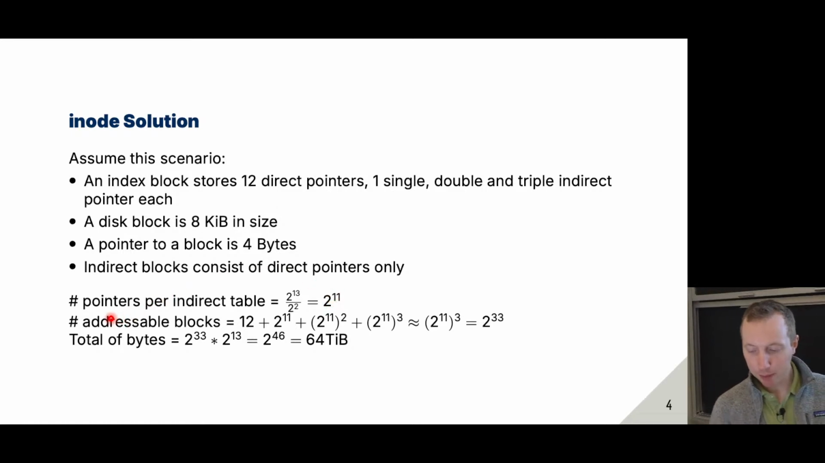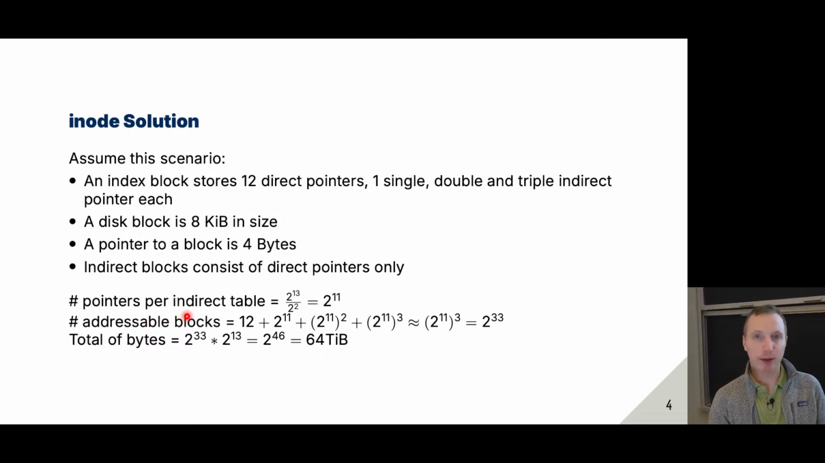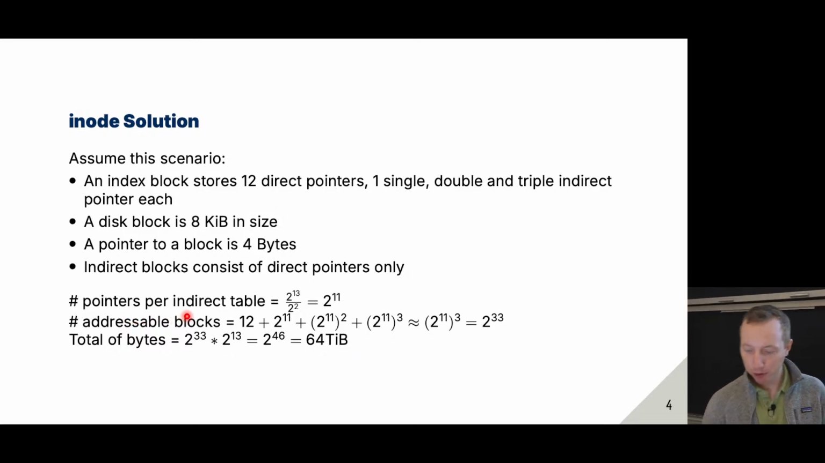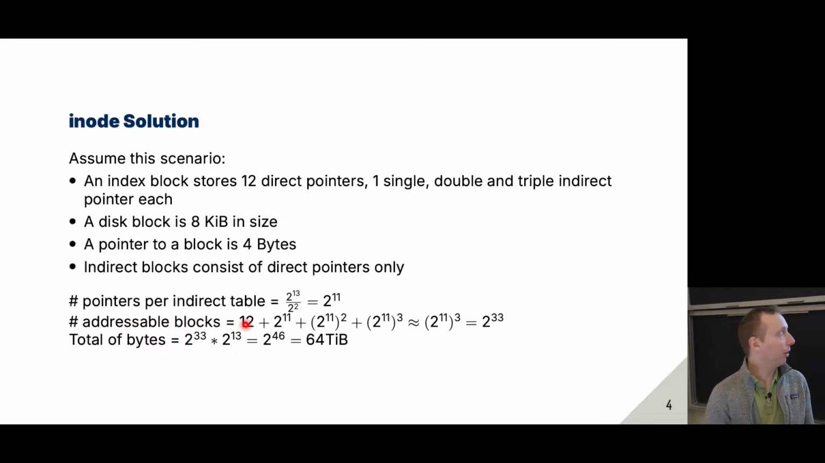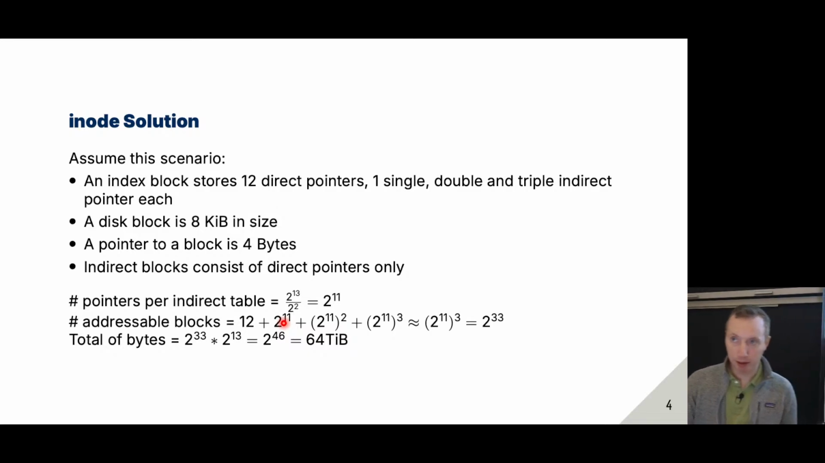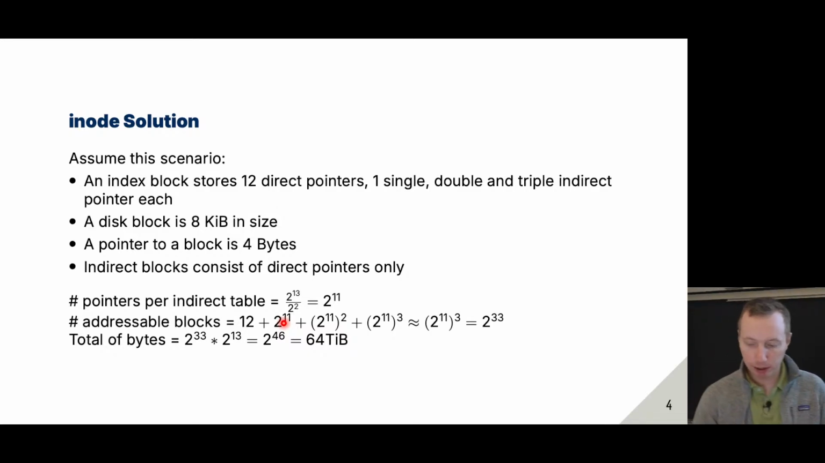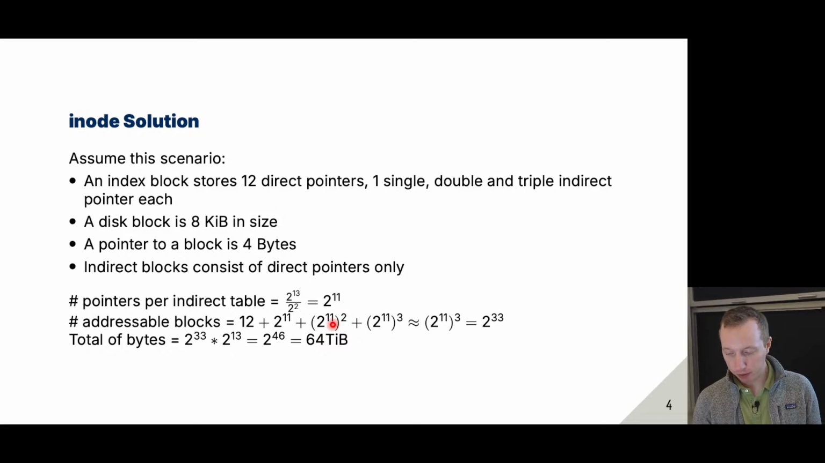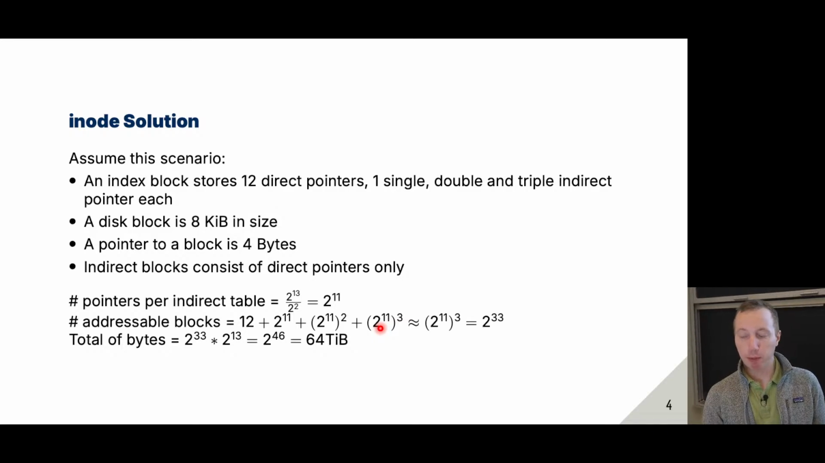But now the number of addressable blocks, well, that's how many blocks I can point to. So through the direct blocks, I can point directly to 12 blocks. And then through the single indirect block, that's just 2 to the 11, because that's how many can fit on a single block. Through a double indirect block, it's (2 to the 11) to the power of 2. And then through a triple, it is (2 to the 11) to the power of 3.